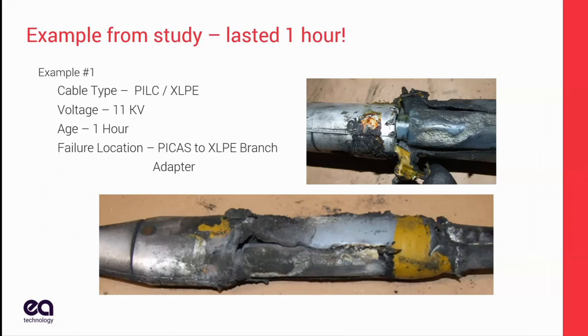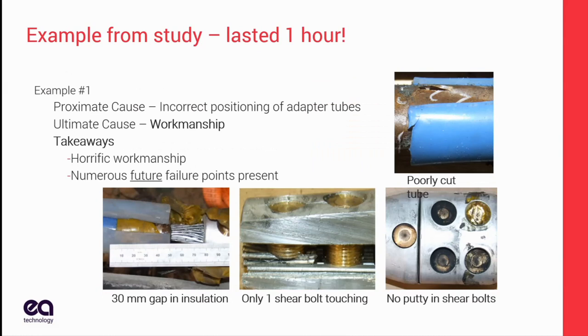So here's a couple examples from our study. I had a college student, cheap labor, go through and analyze and read all of these reports and generate some of the data here. And what we found, this is a PILC to XLPE adapter, and it lasted 1 hour. So they high-potted it, they energized it, walked away, and an hour later they were back. And what happened was, if I go to the next slide, it wouldn't have lasted long if that failure. So this is where we get into proximate failures being the issue.